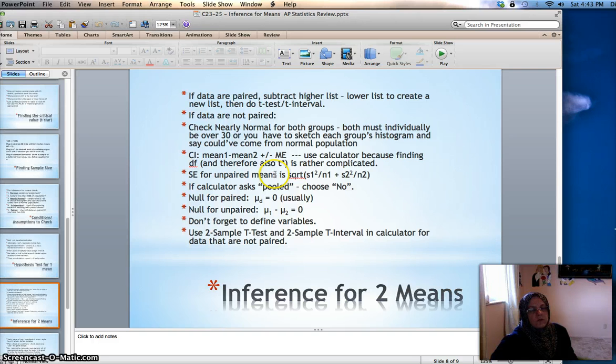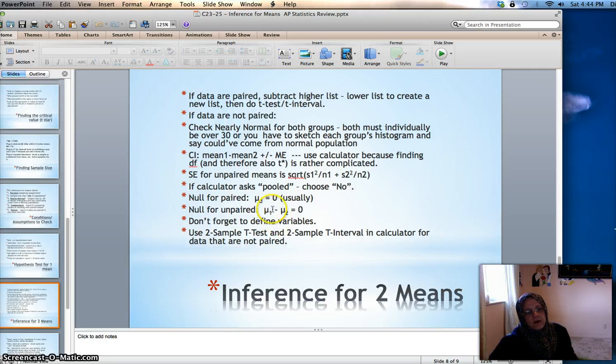The standard error for unpaired means is the square root of s1 squared over n1 plus s2 squared over n2. And if the calculator asks pooled, always choose no for these kinds of procedures. Your null for paired is usually that the mean difference is 0, but your null, if the data are not paired, is usually written as the mean of the first group minus the mean of the second group equals 0. But don't forget to define those variables. Don't just say mu1 and never say what mu1 is, right?